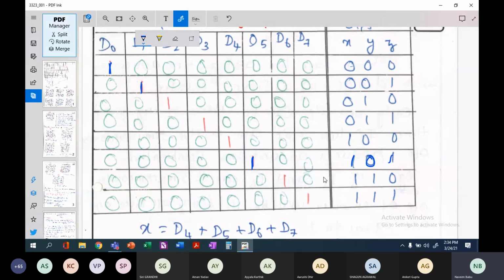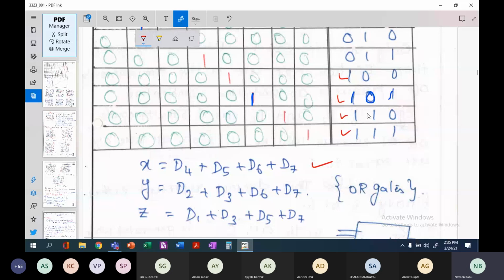Likewise. Now if you look at the Boolean expression for these output functions, for X, these are the ones we have. What is the Boolean expression for this? This one corresponds to D4, this one to D5, this to D6, and this to D7, which means that X is equal to D4 plus D5 plus D6 plus D7.